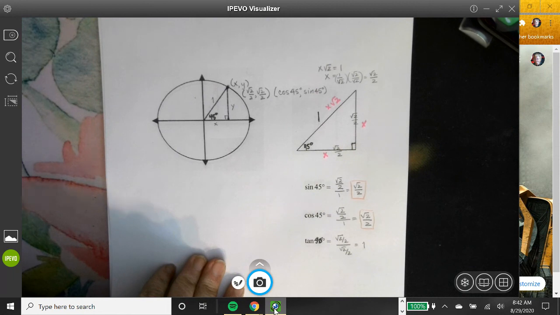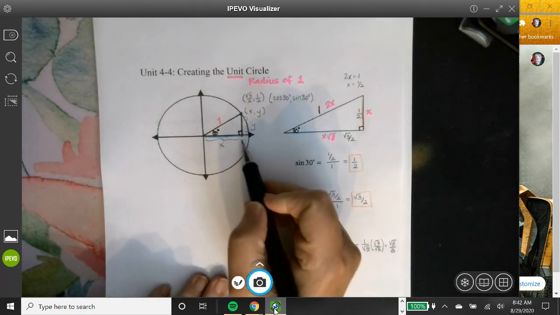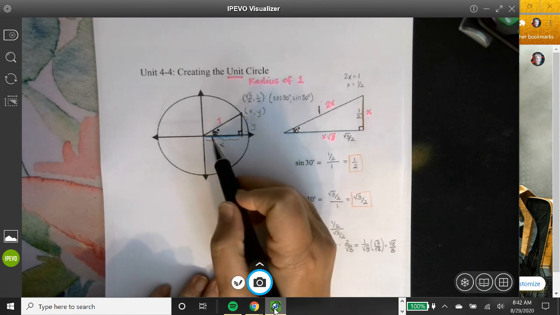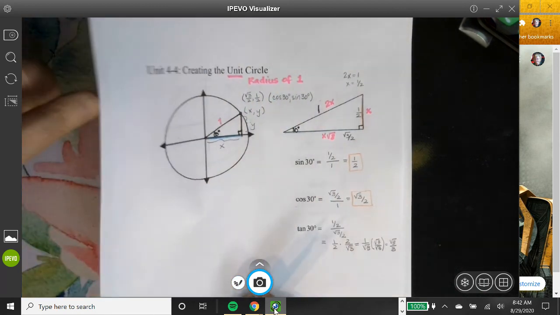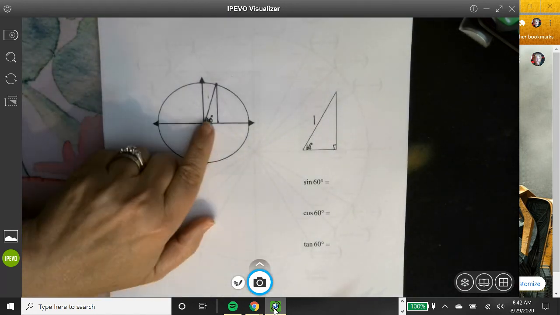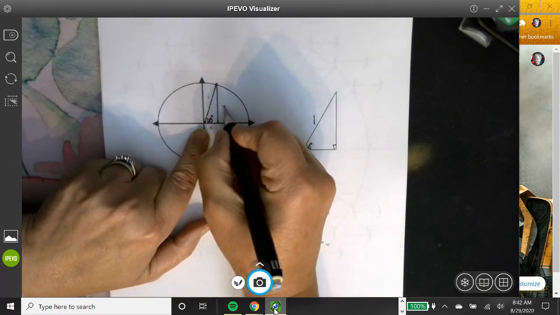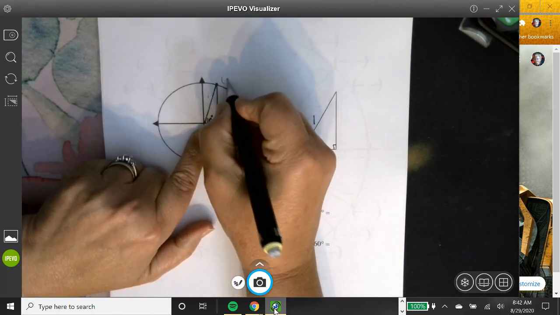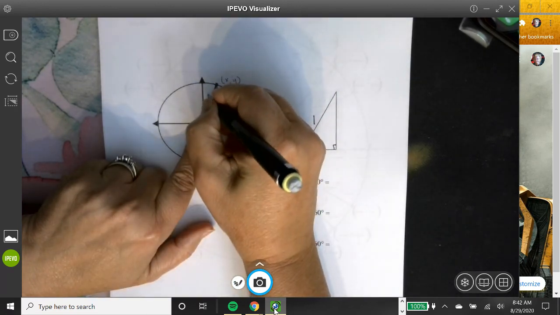Now, we did our 30, 60, 90 triangle this direction, but we could also have rotated it. So instead of the 30-degree angle being at the origin, we could say that the 60-degree angle is at the origin. And we can call this x and this y. And this point then here would be x comma y. And obviously my hypotenuse is 1.